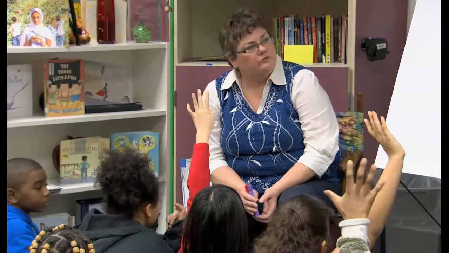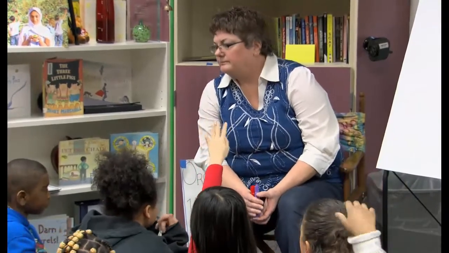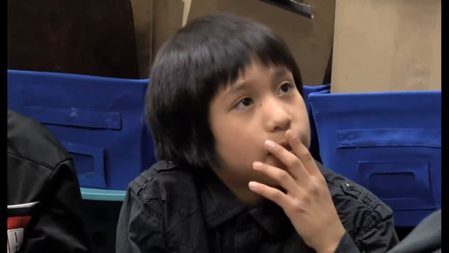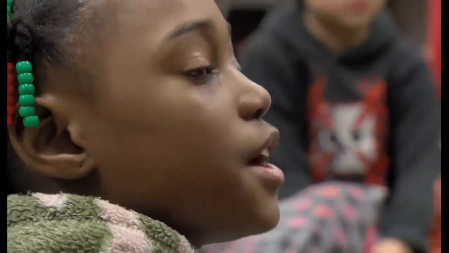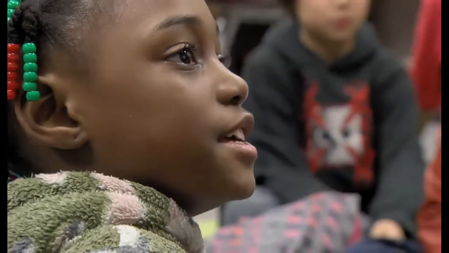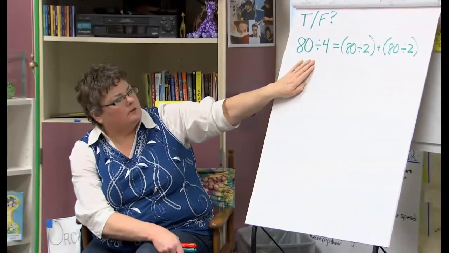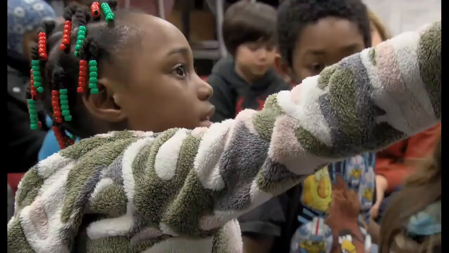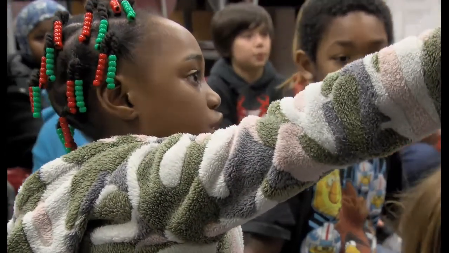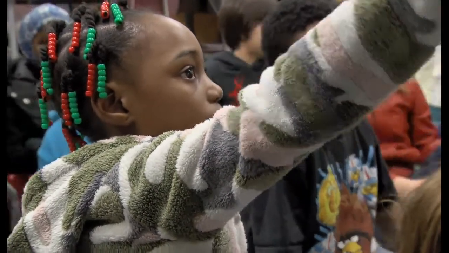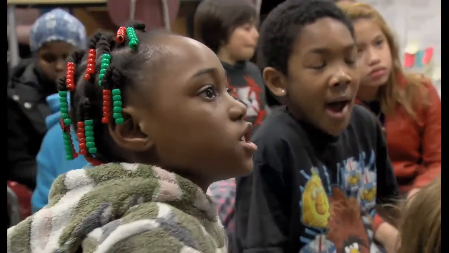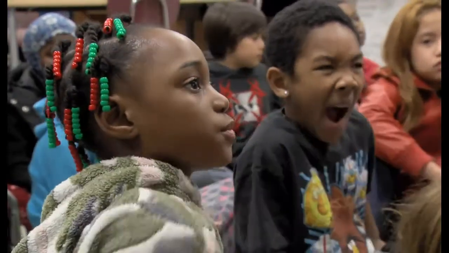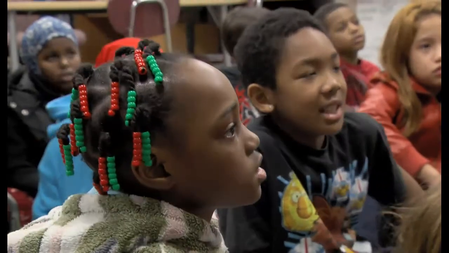Okay. Romy, what are you thinking? You're agreeing. I think it was true because 2 plus 2 is 4, so then it'll be the same thing. Okay. Akaya, what are you thinking? What I'm thinking was that 80 divided by 4 is 20, and then you have the equal sign. It's 20 is the same as 80 divided by 2, which is 40, plus 40, which is it's false because 40 plus 40 is not 20, it's 80.